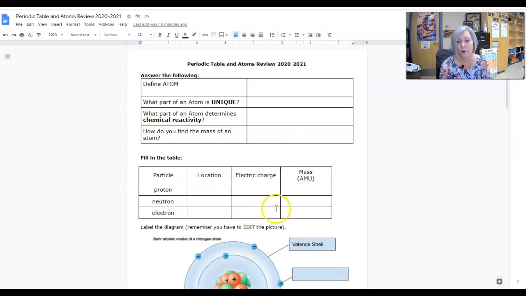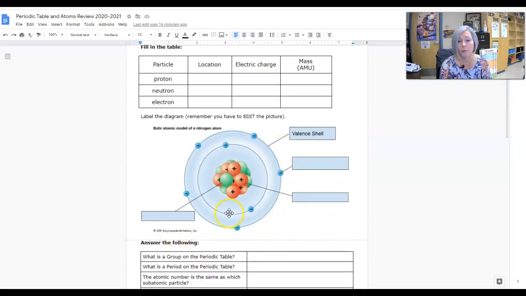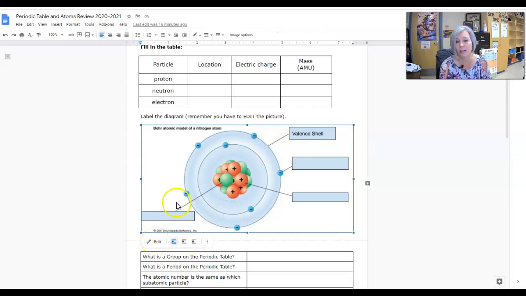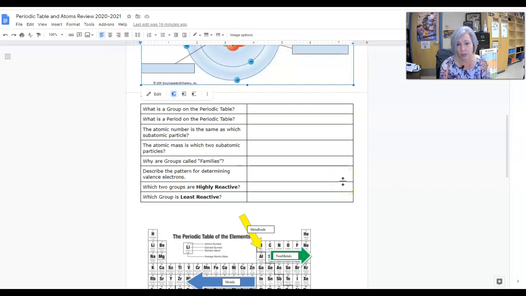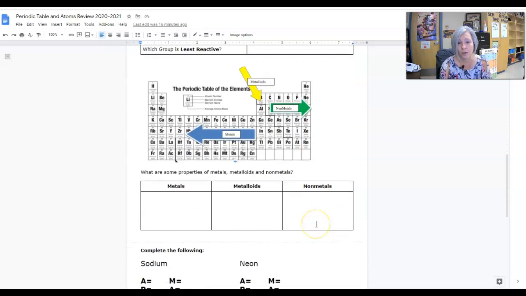Below, the subatomic particles. For the picture, remember you have to edit, so click on it and choose Edit, and then you type in the boxes. The next set of questions is all about the periodic table. Fill in your answers over here. Below that, you see a diagram of the periodic table.